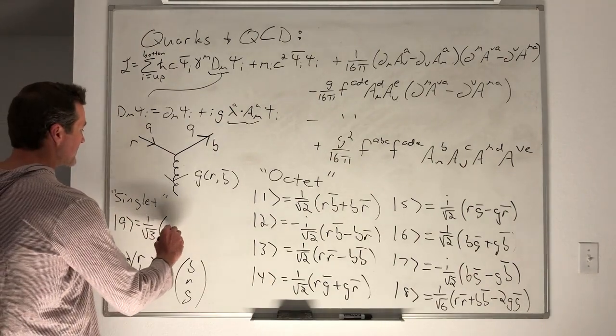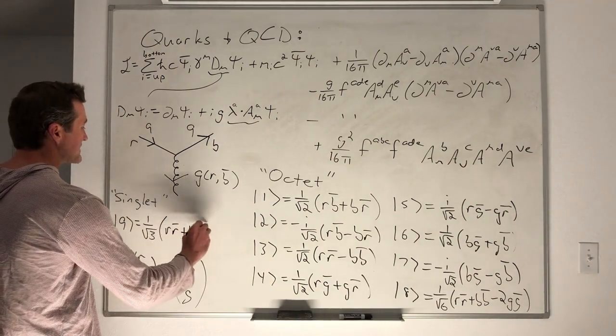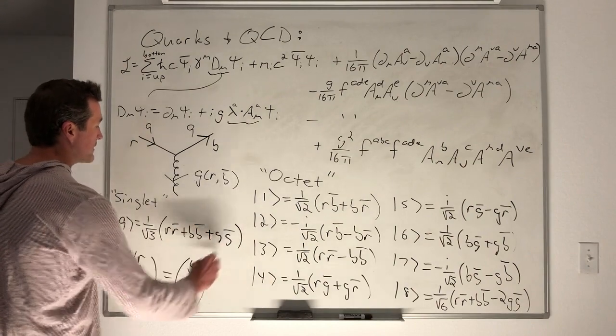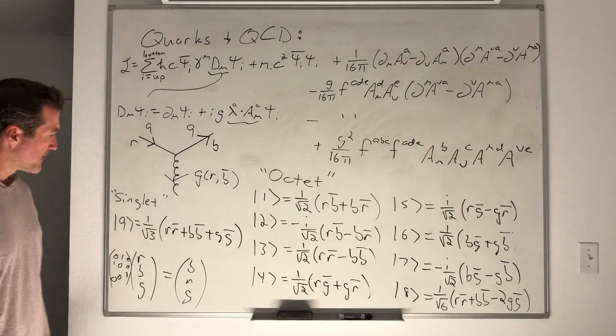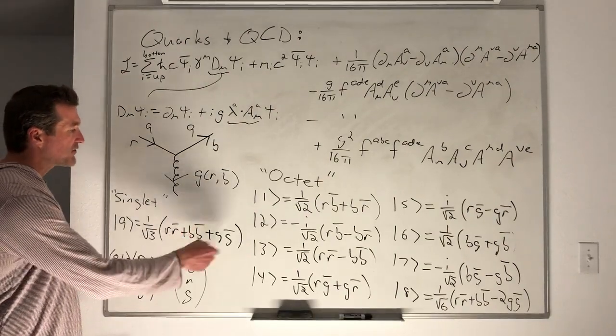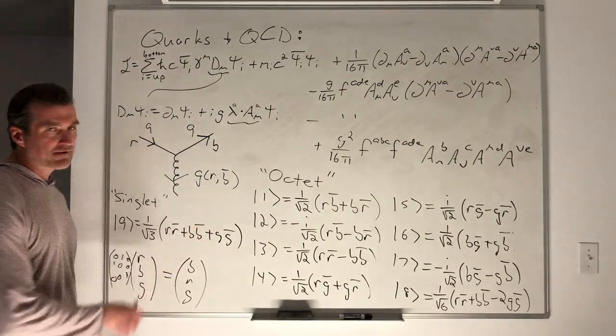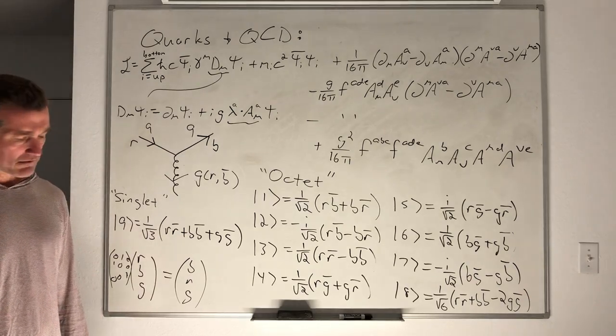The singlet is exactly what you might guess. It's RR bar plus BB bar plus GG bar. How do you think this is transformed under an SU3 transformation, Avery?